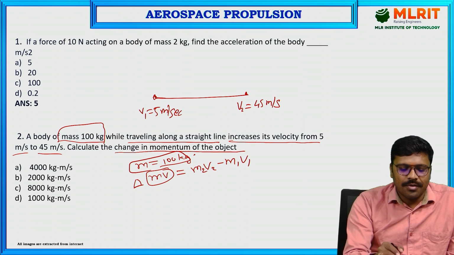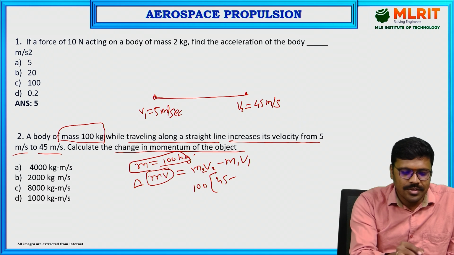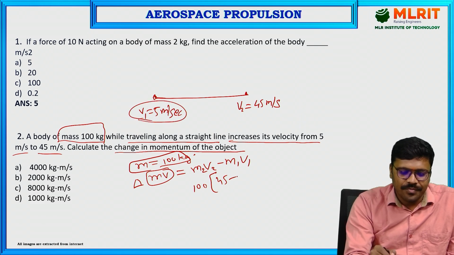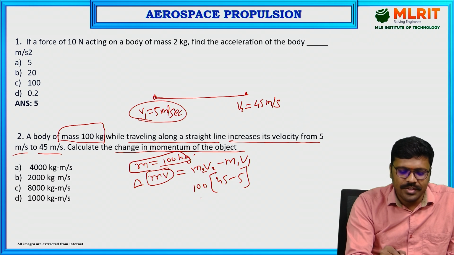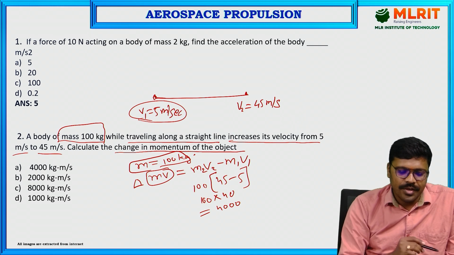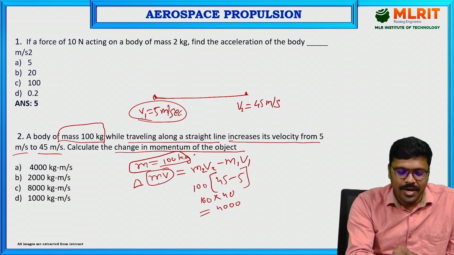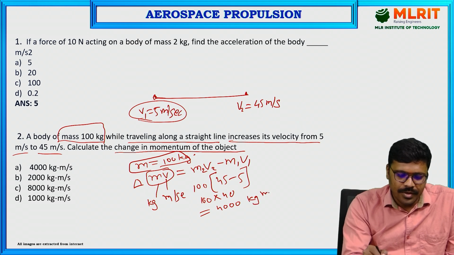Then we can take 100 common here. So v2 is 45 minus v1, which is how much? v1 is 5. So 100 into 45 minus 5, that is 100 into 40. So I will get how much? 4000. What are the units for change in momentum? Mass is kg, velocity is meter per second. So kg meter per second.